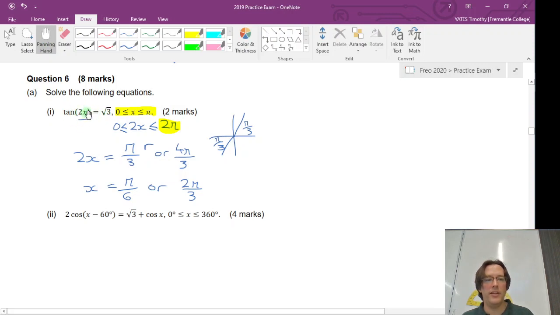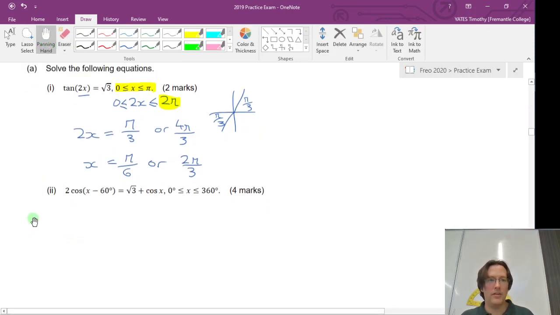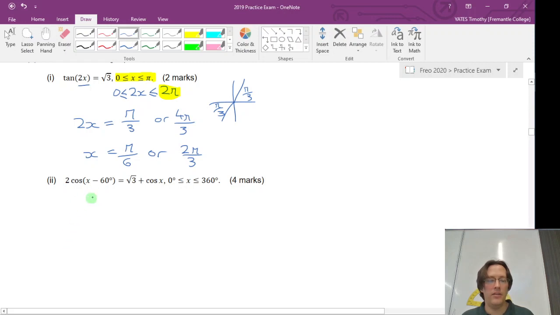Dealing with this 2x in here can be a bit frustrating, but we can still work it out there. Okay, now here we've got the dreaded angle subtraction formula. 2 cos brackets x minus 60 equals root 3 plus cos x from 0 to 360 degrees. Now, fortunately, we've got degrees, which I find a bit more intuitive, but all the same, let's work this out. Now, this is the double angle formula. Go into your formula sheet if you haven't memorized it, and make sure you use brackets carefully.